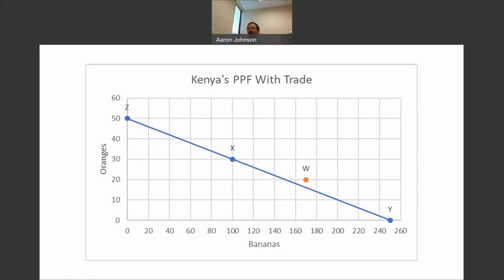In summary, this shows that overall there's a benefit to free trade for both Ghana and Kenya, because both benefit from the exchange. When you think about both countries, they're now able to consume at a point that was beyond what they could produce. So that's certainly a benefit.